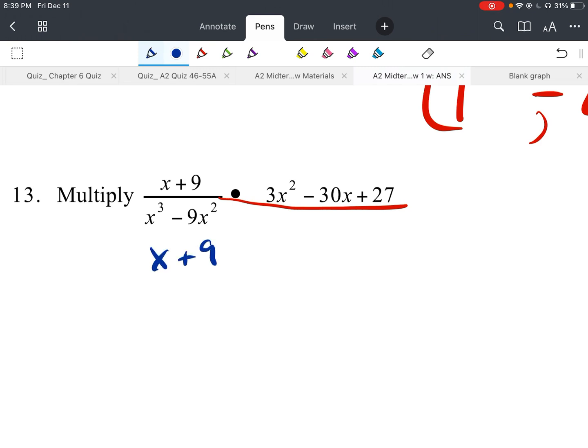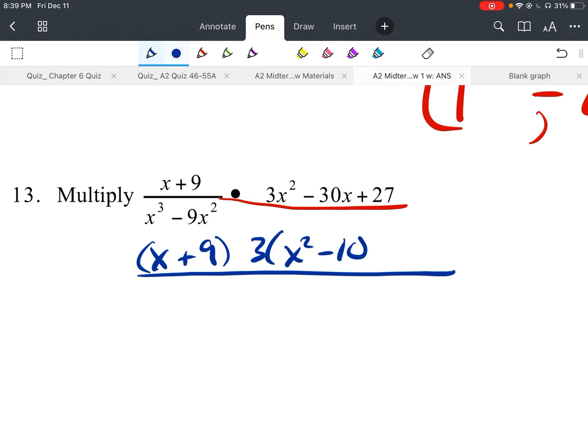X plus 9, that can't break down anymore. Make a giant bar. Okay, leave that alone. All right, this one can pull a 3 out, so that's good. 3 times x squared minus 10x plus 9. That looks right. Okay, and then all over, and then this will pull out 2 x's, so x squared, and then x minus 9. Yeah, that looks good.